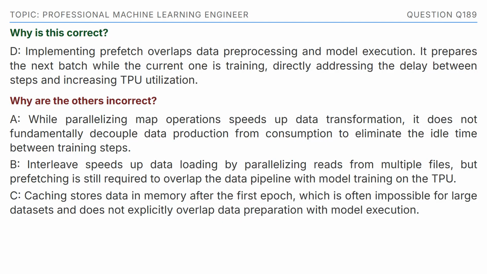Why is this correct? D. Implementing prefetch overlaps data pre-processing and model execution. It prepares the next batch while the current one is training, directly addressing the delay between steps and increasing TPU utilization. Why are the others incorrect? A. While parallelizing map operations speeds up data transformation, it does not fundamentally decouple data production from consumption to eliminate the idle time between training steps. B. Interleave speeds up data loading by parallelizing reads from multiple files, but prefetching is still required to overlap the data pipeline with model training on the TPU. C. Caching stores data in memory after the first epoch, which is often impossible for large datasets and does not explicitly overlap data preparation with model execution.